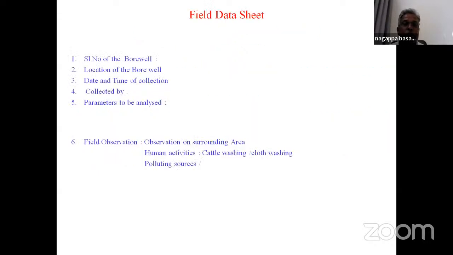This is the field data sheet: serial number of the borewell, location, date and time of collection, collected by, parameters to be analyzed, field observation, human activities, cattle washing, cloth washing, polluting source if there is one, stagnant water pit if there is one. We have to record each and everything of the surrounding area of the water source. Definitely we can get good data.